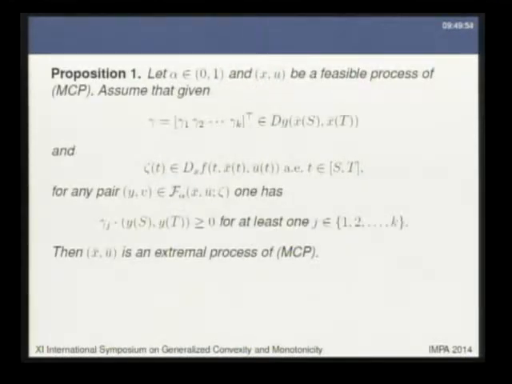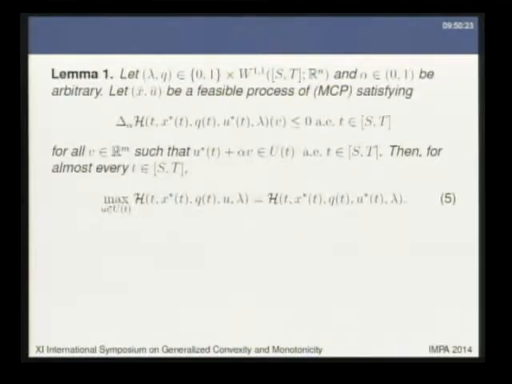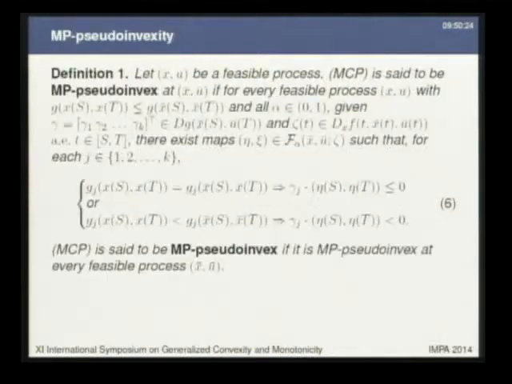And now the proposition. Given a generalized Jacobian of the objective function and a generalized Jacobian of the vector field, for any pair of alpha feasible directions, we have this inequality for at least one j. Then we are able to show that x bar u bar is an extremal process of the problem. Okay, this is a technical lemma I will skip.